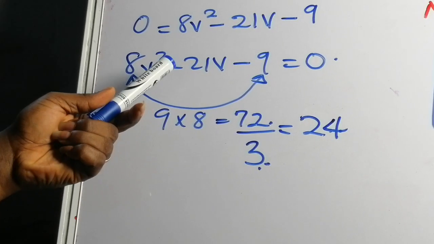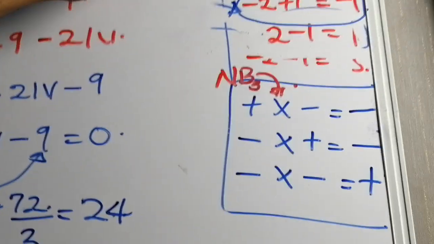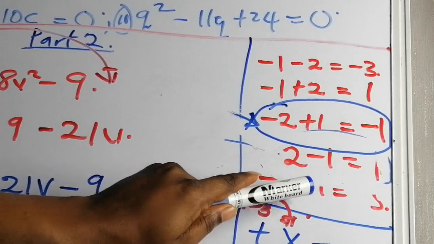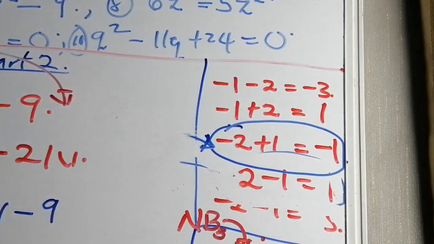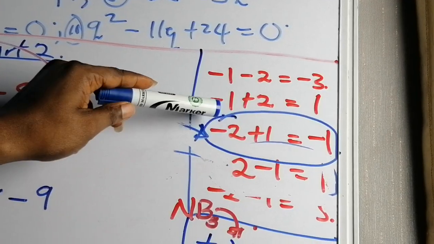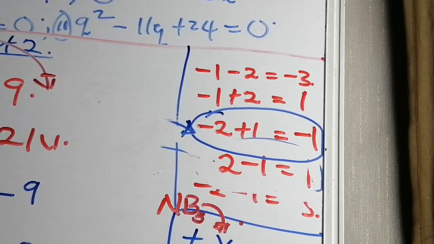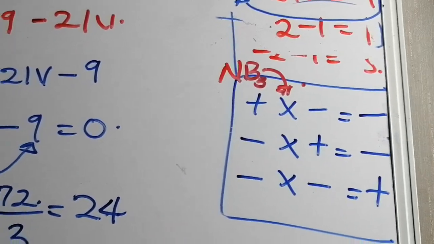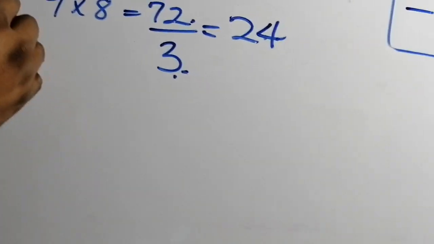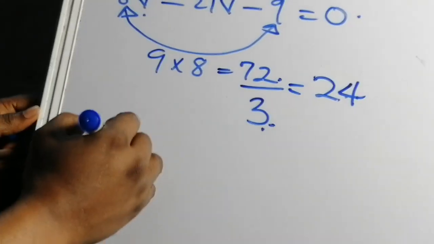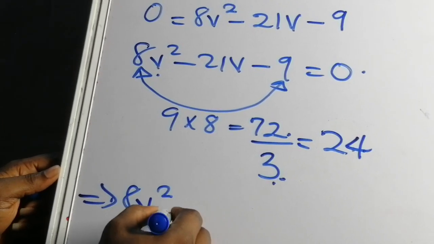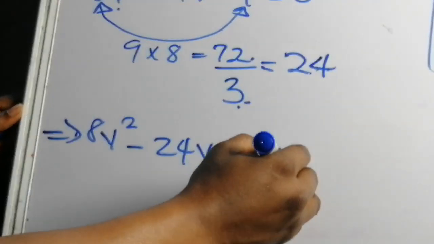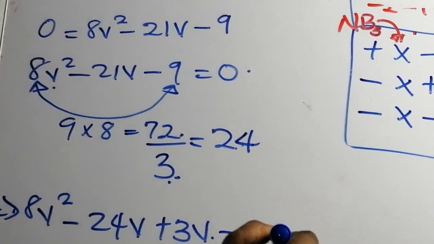How can I get minus 21 out? Look at the two variables that can give you minus. Minus 2 minus 1 will give me minus 3, and 2 plus 1 will give me 3. You can also have minus 2 plus 1 will give me minus. So if I say minus 24 plus 3, it will give me minus 21. You can see it now, very simple. So I will now come here and say, okay, I've gotten the two values. 8v square equals minus 24v plus 3v, minus 9 equals what?